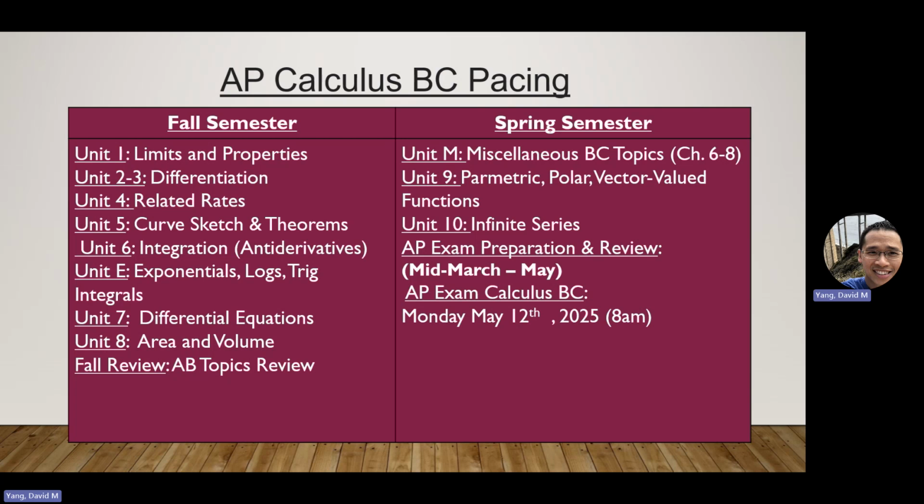Some of the miscellaneous smaller BC topics, I'm just going to merge together and call a miscellaneous topics unit. Parametric and polar is a big unit, and series will take a couple of weeks to get through. But even then, we should be able to get through all of our new content by mid-March. And so we'll have a good close to 2 months to do AP review. Your AP exam is going to be Monday morning, May 12th, 8 a.m.